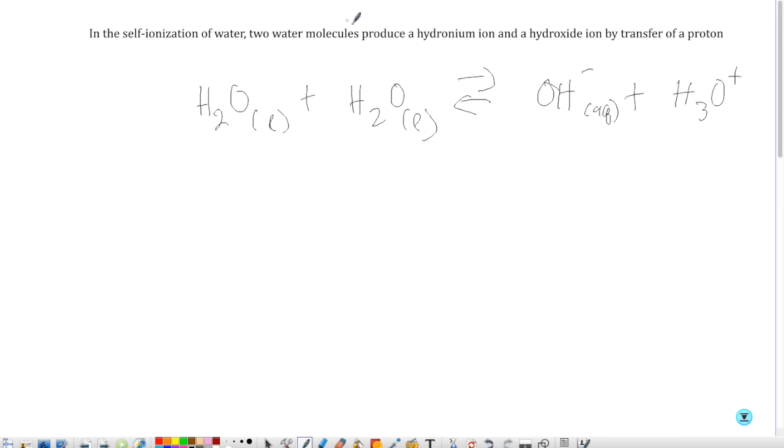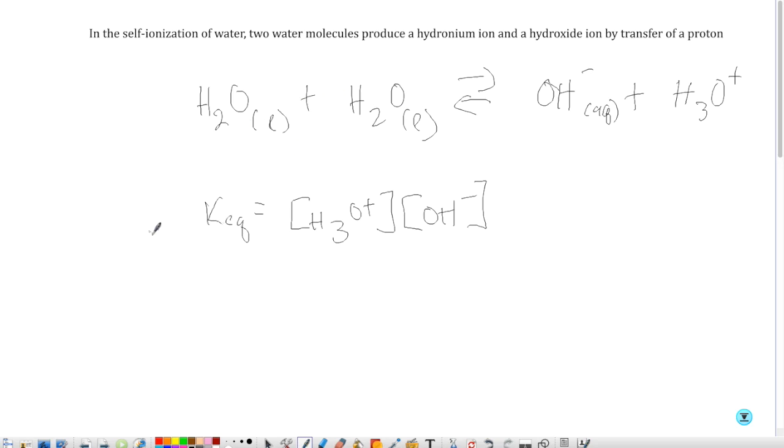And we call this the self-ionization of water. Water can ionize itself. Interesting, right? So the next thing that I want you to do is pause the video and write the equilibrium expression for this reaction. So Keq equals the concentration of H3O plus times the concentration of OH minus. And notice that I don't put it over anything because these are both pure liquids.